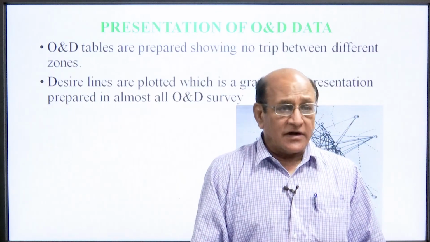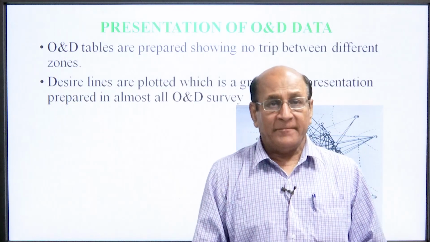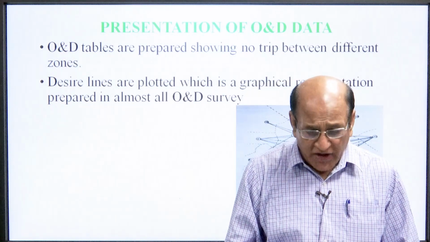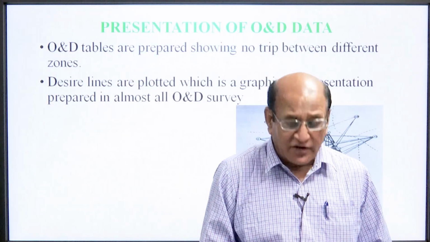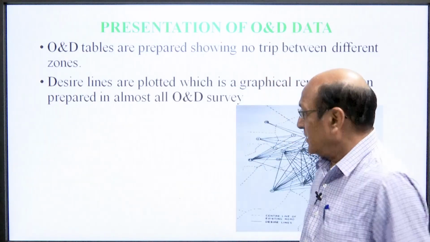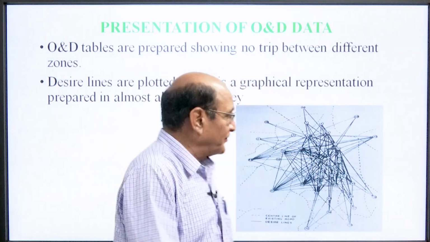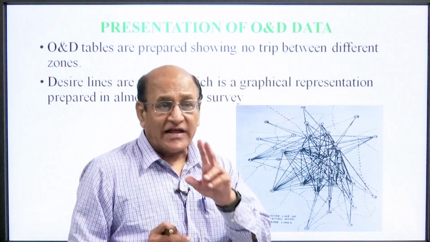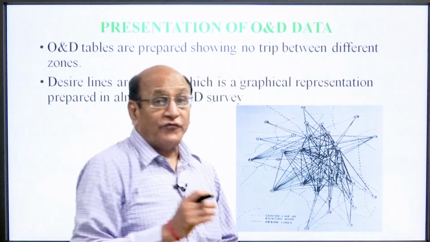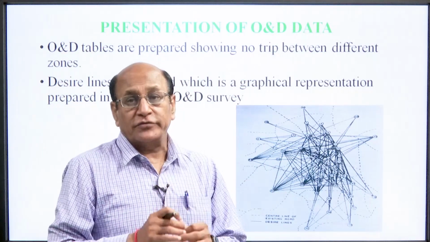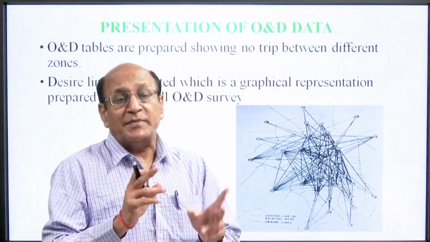Now, the presentation of data. Tables are prepared showing the number of trips between the different zones. What happens? We can see here two stations connected with a straight line, and the thickness of the line shows the number of trips between the two stations.